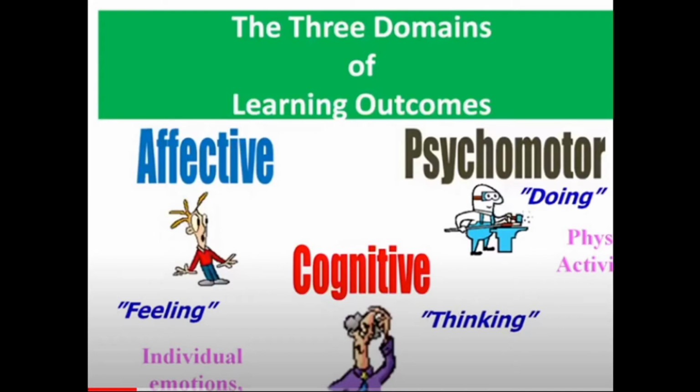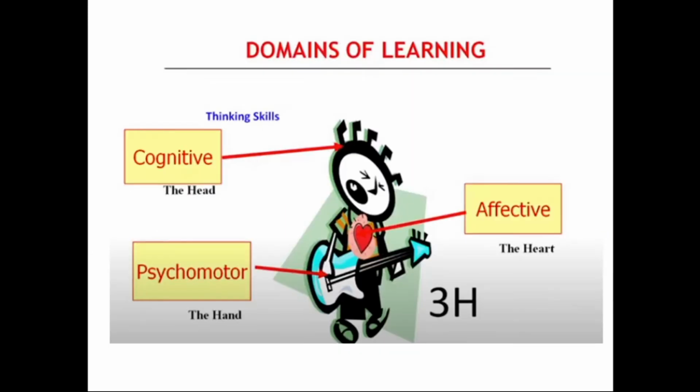To obtain this, there are three domains of learning outcome. The first is affective, that is feelings, individual emotions. The second is psychomotor, doing by hand, that is physical activities. The third is cognitive, that is thinking. Cognitive is based on the head, thinking level; psychomotor is based on the hand, the physical movement; and affective is the heart. That is the 3H. These are the main learning domains. Based on this we design our program.